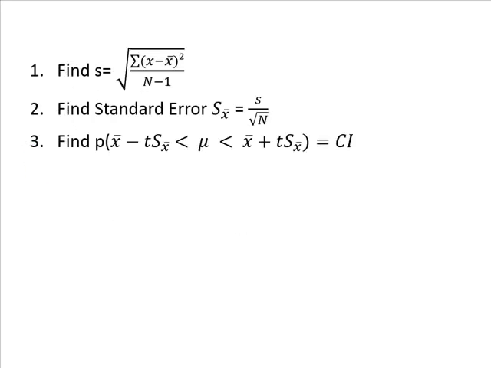Okay, so you really only have 3 steps. 1 is find your S. 2, find your standard error. And then 3, either find the confidence interval or find your t-score, whatever it is that you're trying to do for the question. That's all you have to do.